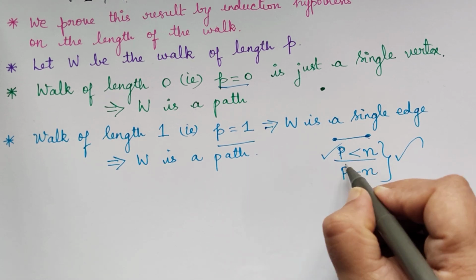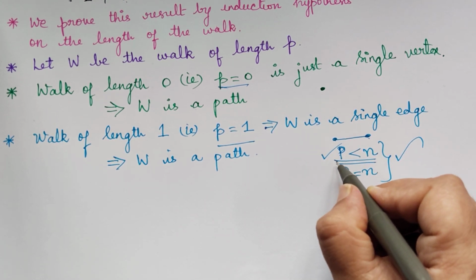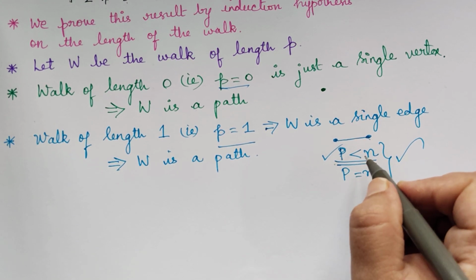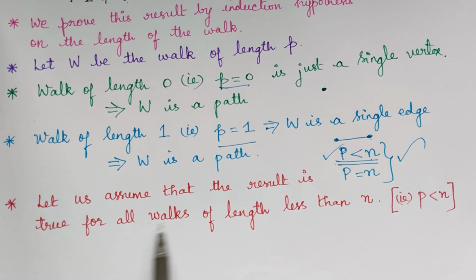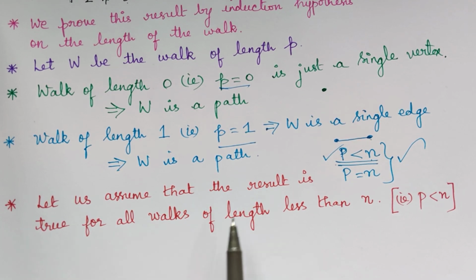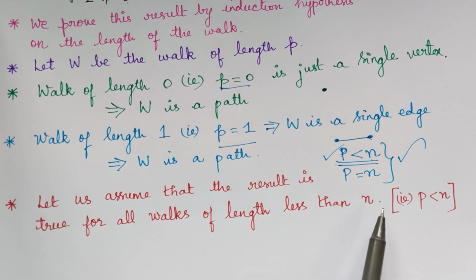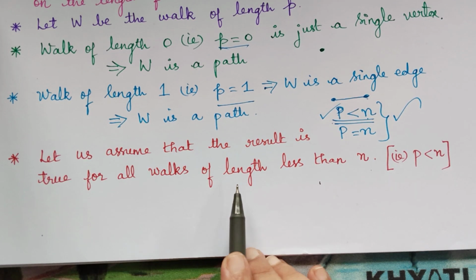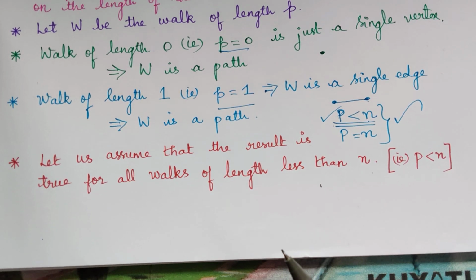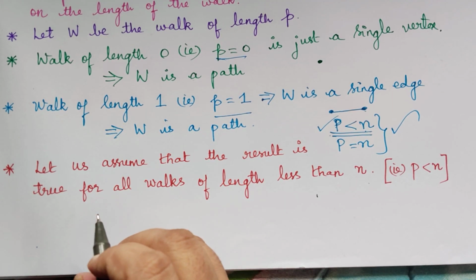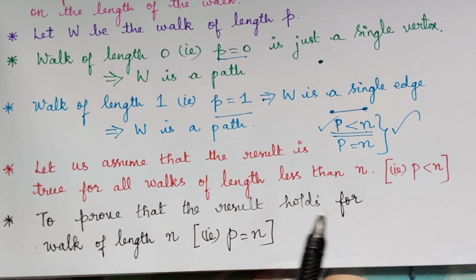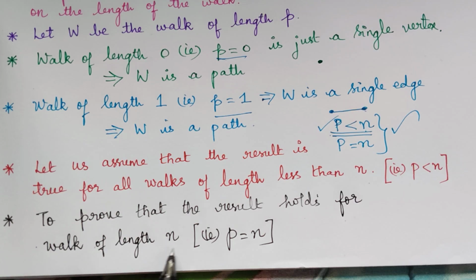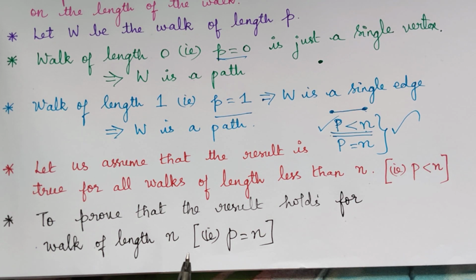So we first assume that the result is true for all walks of length less than n. That is what we have written. For all values of P less than n, we assume the result to be true. Now we have to prove that the result also holds for all walks of length n. So let us write that. We are going to prove that the result holds for a walk of length n, that is, the value of P equal to n.